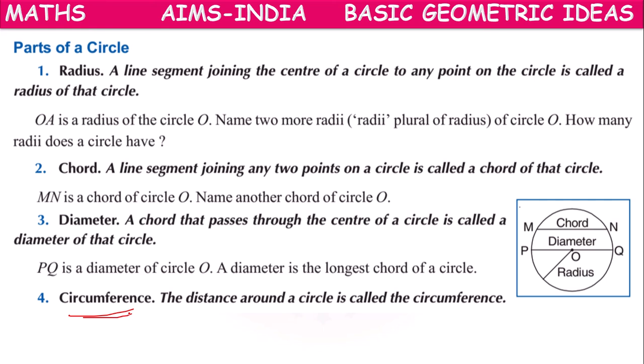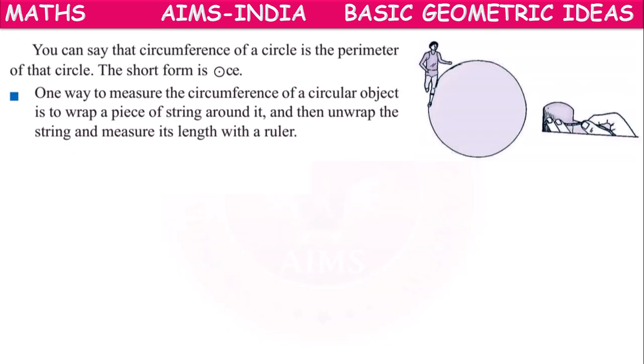Next, circumference. The length of the curved part of the circle, or if we start from P, travel one complete rotation around the circle, and come back to P, the distance covered in one rotation, or the distance around a circle, is called the circumference. Circumference is also called the perimeter of the circle.